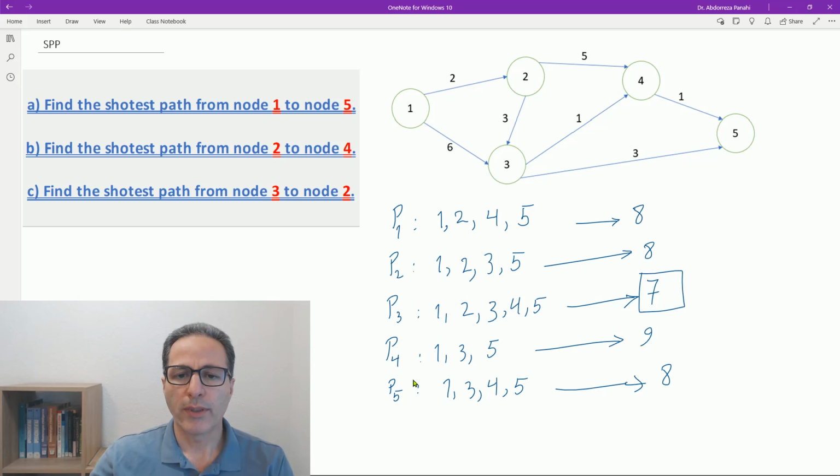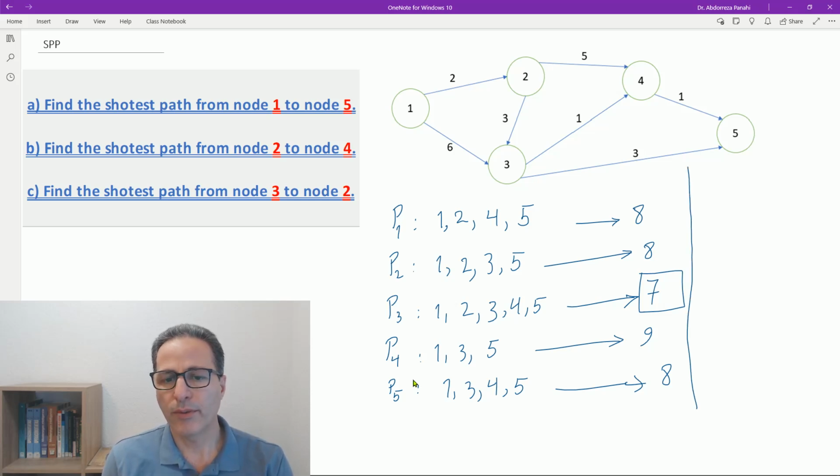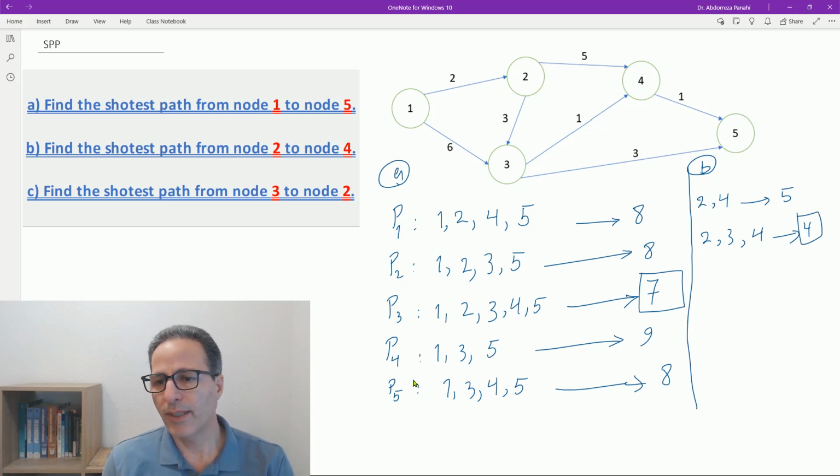From 2 to 4, let's say this is part B. From 2 to 4, we can start from 2 and go to 4 directly, then the cost is 5. From 2, we can go to 3 and then to 4. In this case, the cost is 4. And there's no other way, because if we go to 3, we cannot go to 1. And if we go to 5, again, there is no outgoing arc to 4. In this case, this is the shortest path.